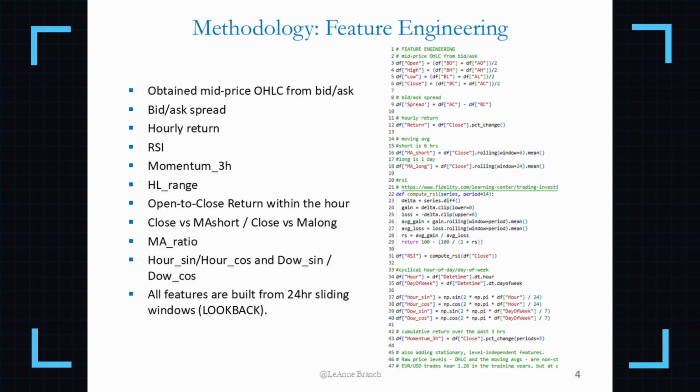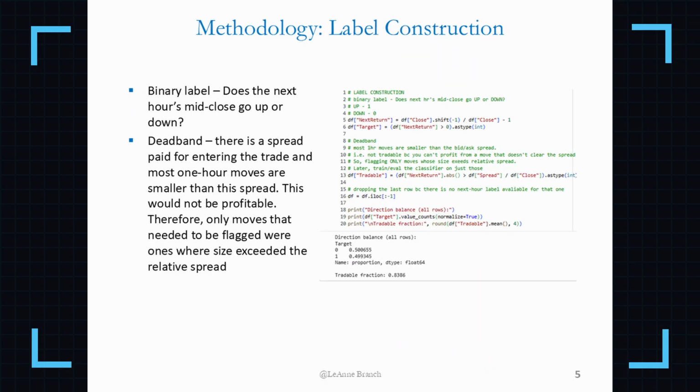And a standard scaler is fit only on the training split and then applied to validation and test to prevent leakage. Then I did label construction. So the binary label here is, does the next hour's mid-close go up or down? And up is going to be a 1, and then down will be 0.